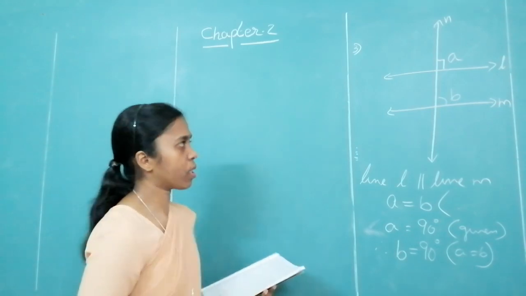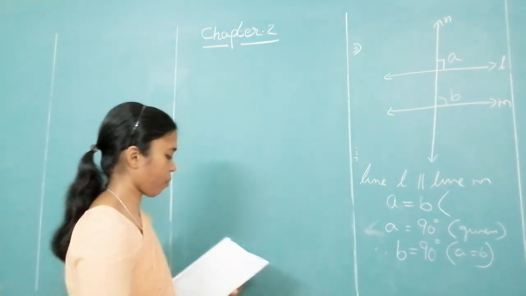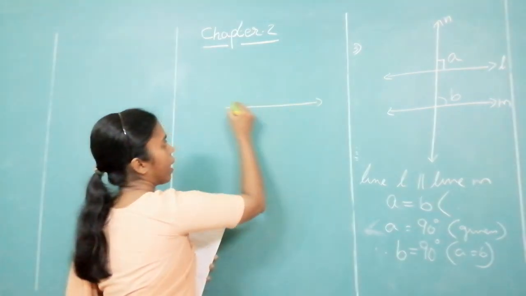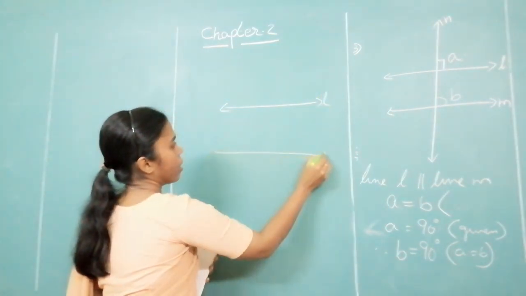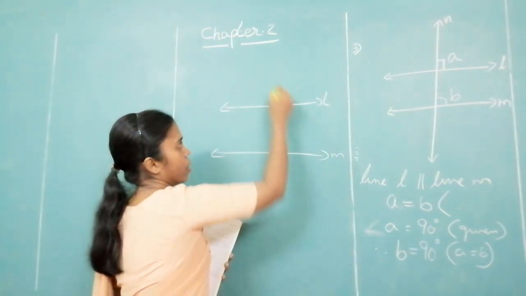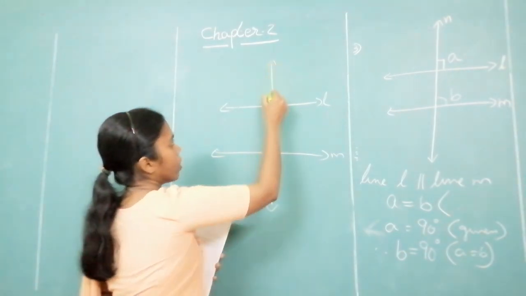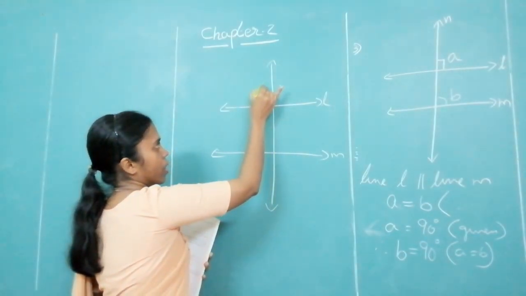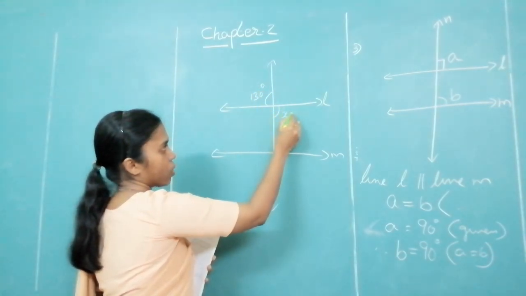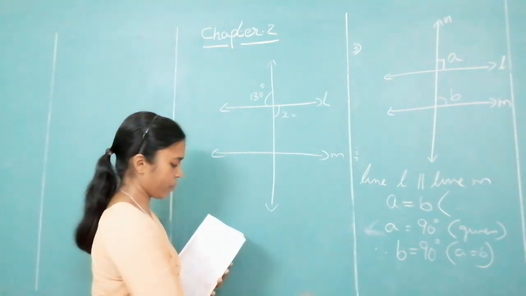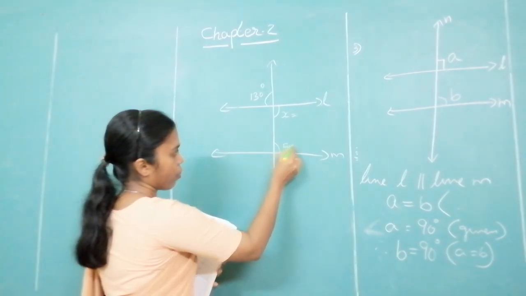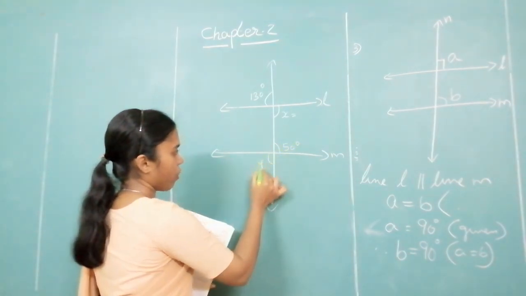You have two lines given to you over there. You have line L and line M. You have a transversal. This is 130 degree and this is given to you as X. So what can you say about X? This is 50 degree and this is your Y.